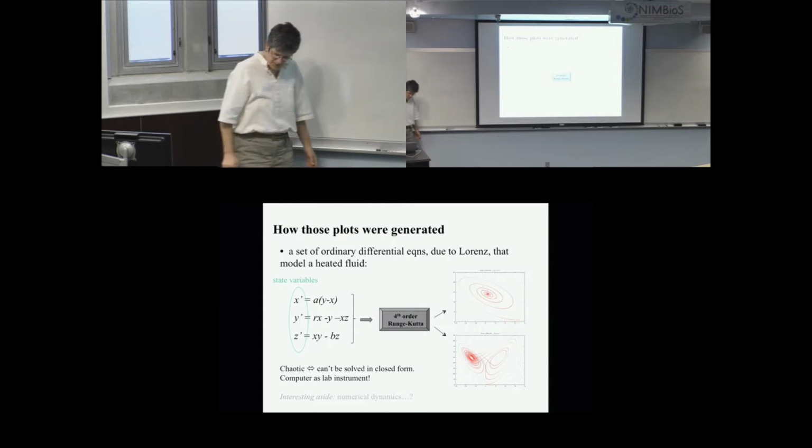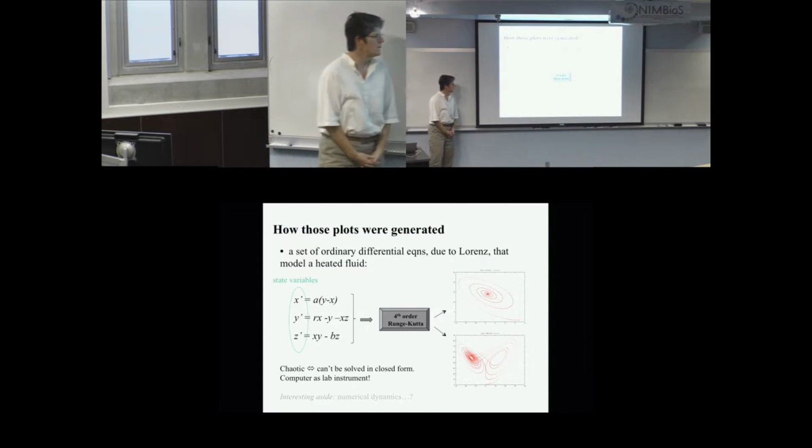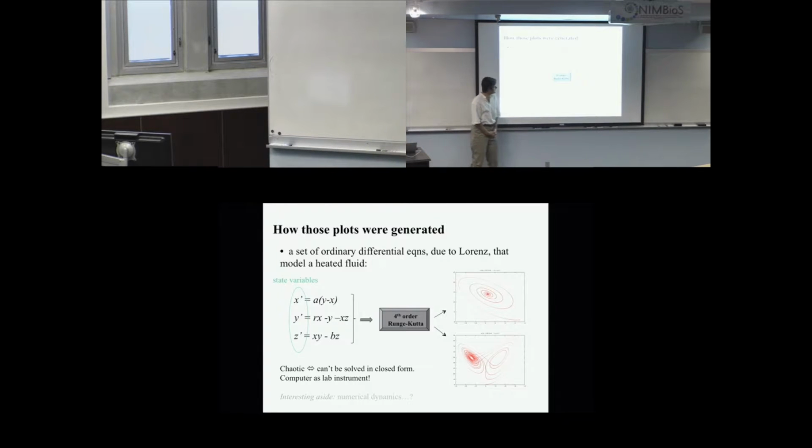How I generated all the pictures that I showed you: they were from a system called the Lorenz system. This was a meteorologist from MIT who was interested in studying the dynamics of a piece of fluid heated from below. You all cook, you know what happens: convection rolls. Okay? This is a really simple model of that.